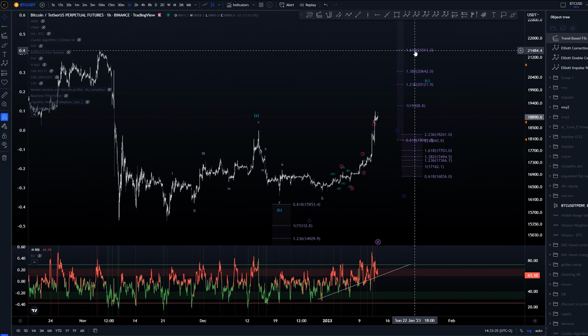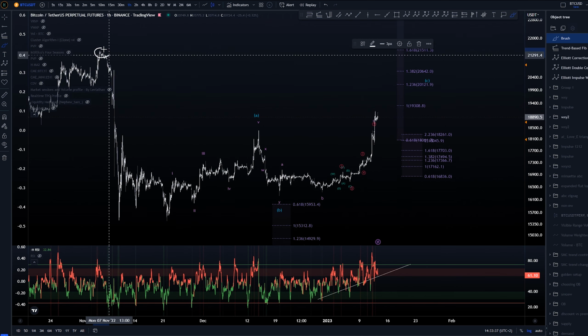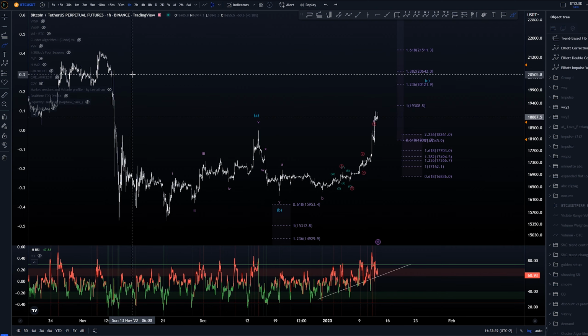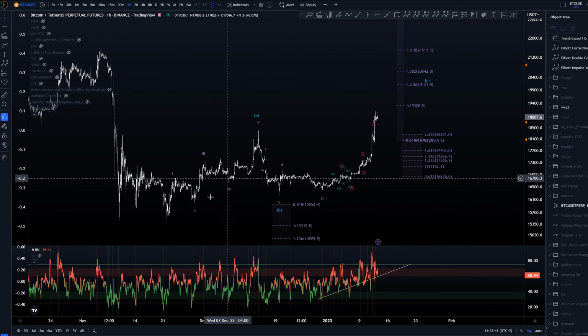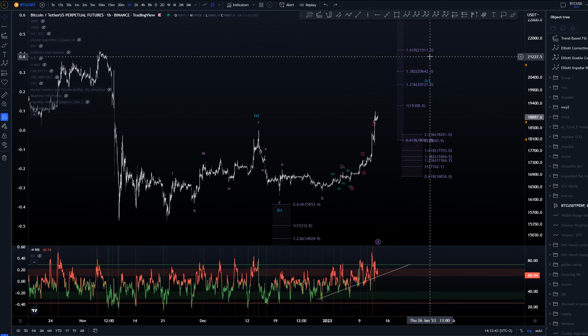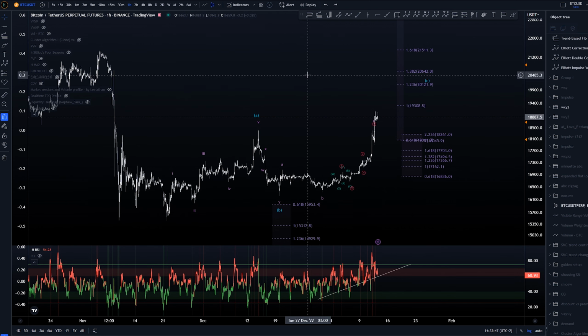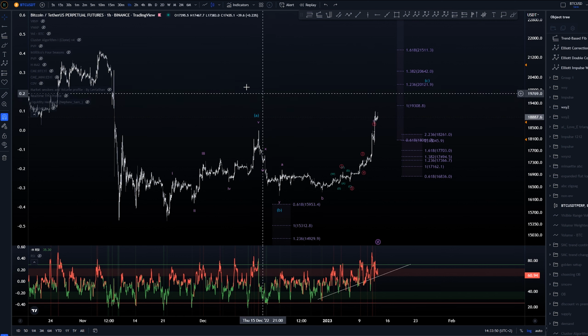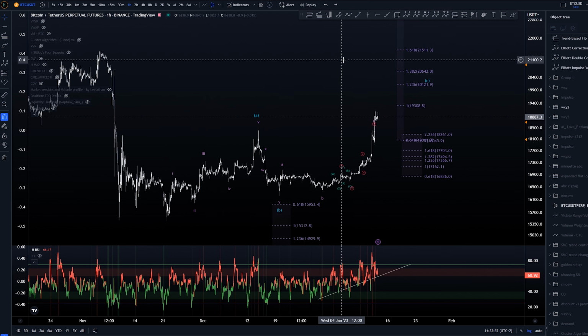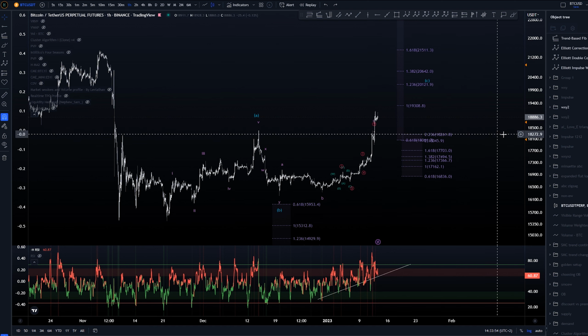However, if we are going beyond the 1.618, which would be taking out these highs here, around 21.5k, then we can start to talk about the more bullish structures, especially the ABC that we've been looking at. But until that happens, I'm not really expecting too much of it.